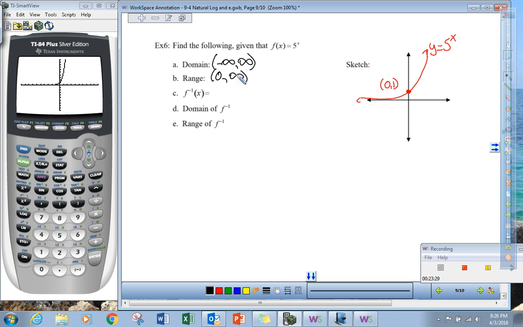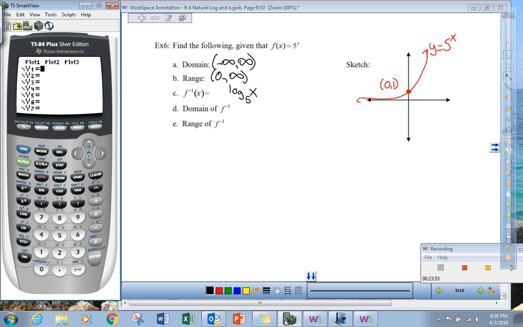The inverse of this, I need to write this in logarithmic form, so my inverse is going to be log to the base 5 of x. Different calculators graph this function differently. I will show you a catch-all way to always be able to get it. To graph this, I'm going to use what's called the change of base formula. I'm going to think of this as log of x divided by, in this case, log of 5. So that's how we'll type it in. Let me come back and graph it.